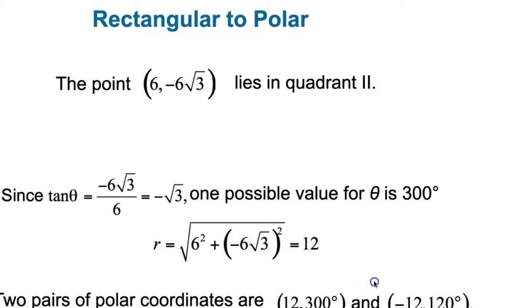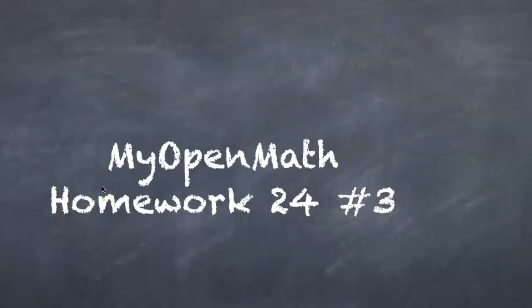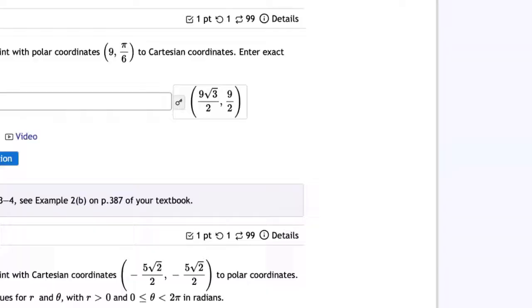And then if you wanted to use a negative r value, you can, but make sure that these two values for your theta are 180 degrees apart from each other. So that is another option. That's why it says other answers are possible. Okay, so now let's go to my open math again and look at number 3.